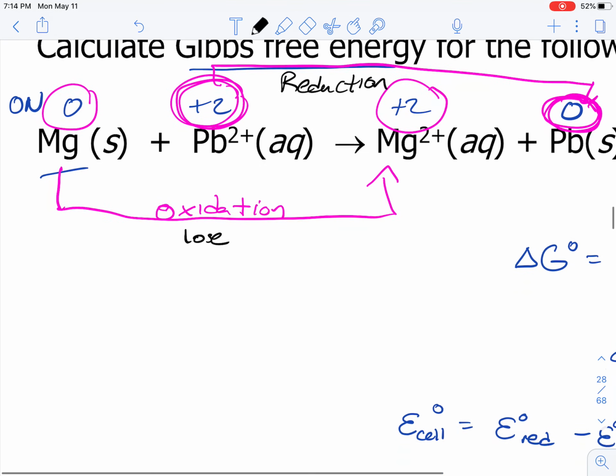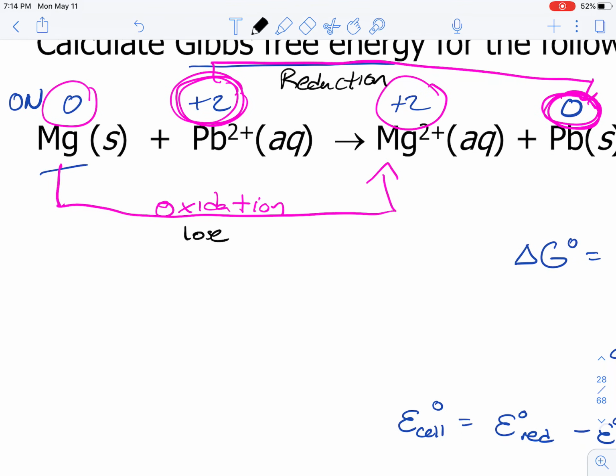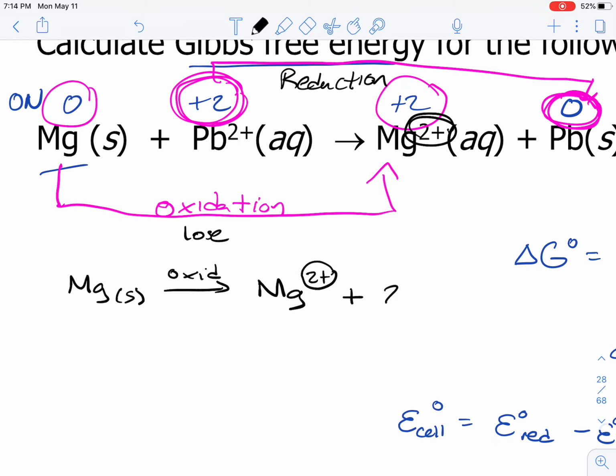So whenever you're losing electrons, those electrons are going to be found on the right side of the arrow. So here we have magnesium, solid. We're going to undergo oxidation, and that will produce magnesium 2 plus, as indicated here. And the only way to get a positive 2 is if we lose 2 electrons.